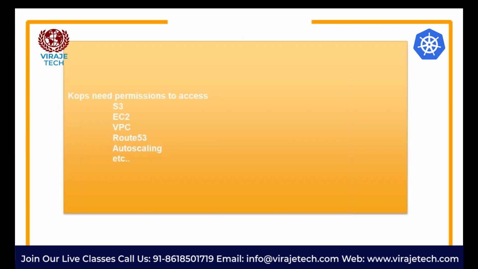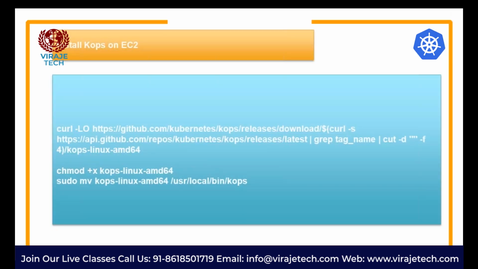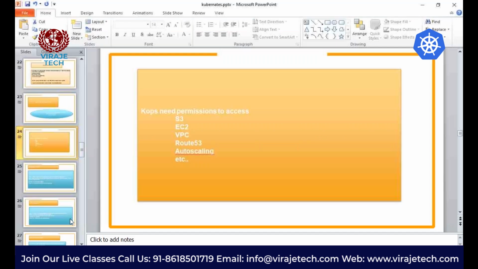So kops needs the permission to access S3, EC2, VPC, Route 53, auto scaling, etc. So that's why we created the IAM roles, and we attached them. Now we need to install kops on our EC2 machine. Okay. So for Kubernetes to create the clusters, we need kops. Okay. So now we are going to install this kops on our machine.